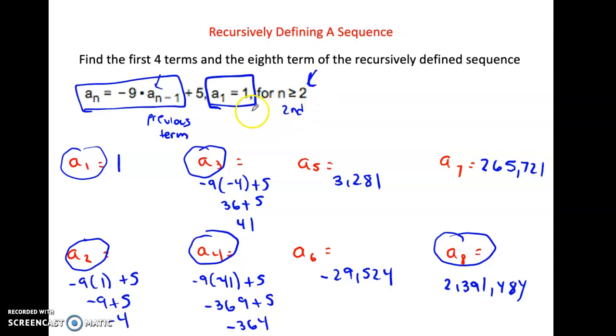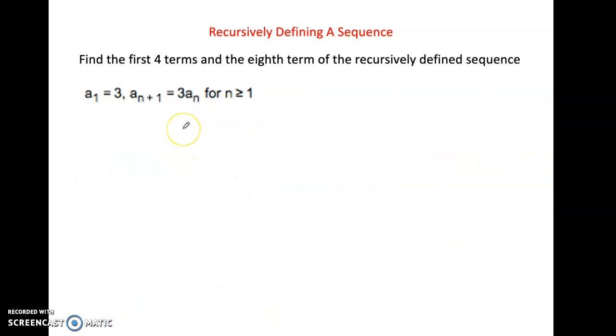And the reason behind that is they're only giving you your first term. So if they're giving you your first term, then that means you're only able to get the second term, and then from there you can keep going. Okay, so again, they're giving us a formula here, and they're giving us the first term.